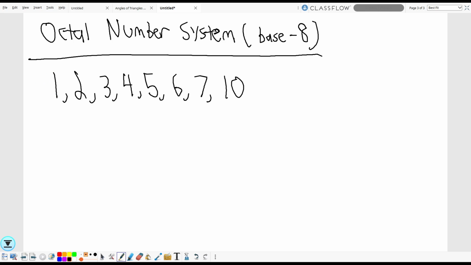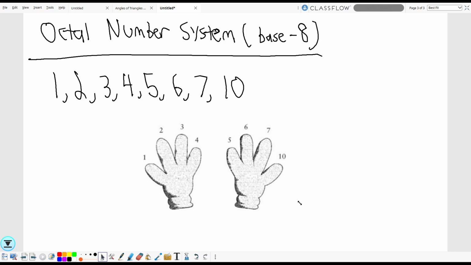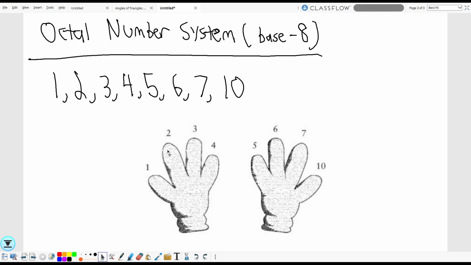This is a little weird, but let me see if I can demonstrate. Hold on 1 second. So think of it like this. Here's a picture of what's going on. You're counting 1, 2, 3, 4, 5, 6, 7, 10, because you only have 4 fingers. It's a little weird, but that's how it works. And computers like this because 8 is a power of 2, to the third power. So computers tend to like this system.